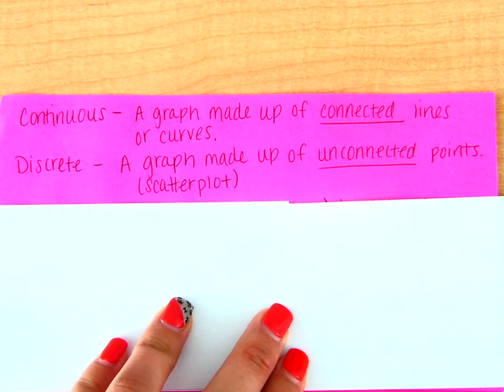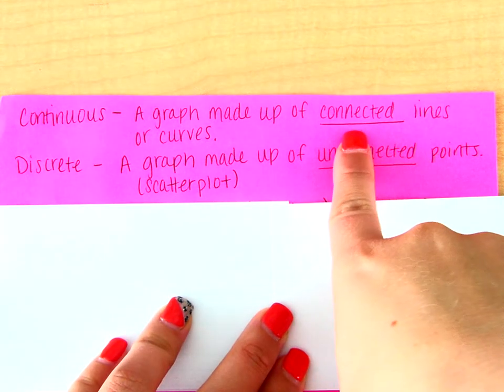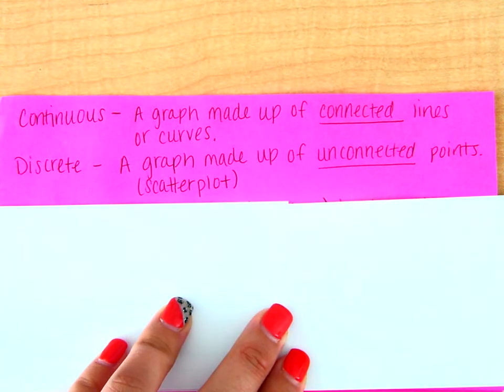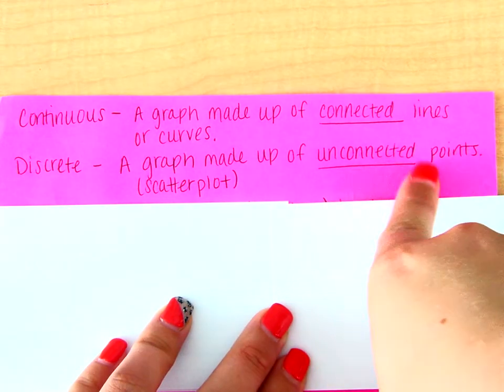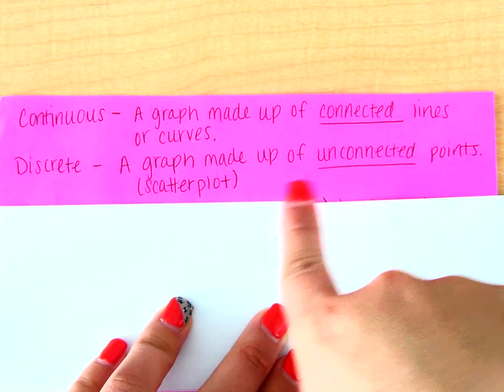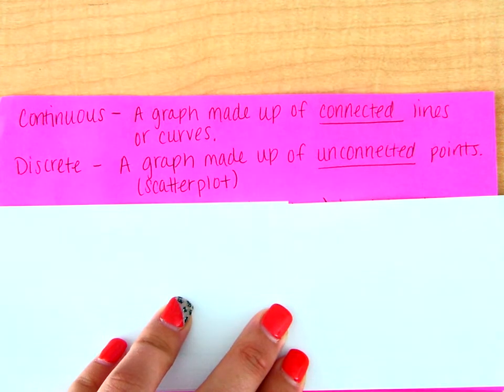First one says continuous: a graph made up of connected lines or curves. The key word there is connected. Anytime your graph is continuous, it is connected. A discrete graph is made up of unconnected points. So your key words there are unconnected and points. Anytime you have points that are not connected, it is discrete. A good example is a scatter plot. So no matter what, if you are given a graph that is a scatter plot, it will always be discrete.